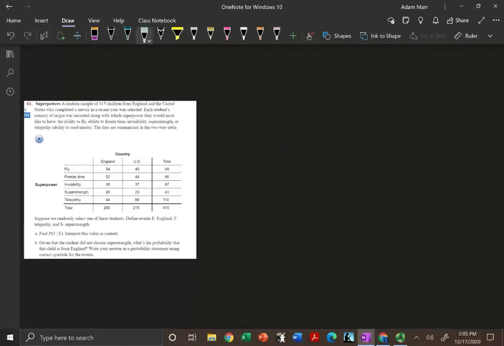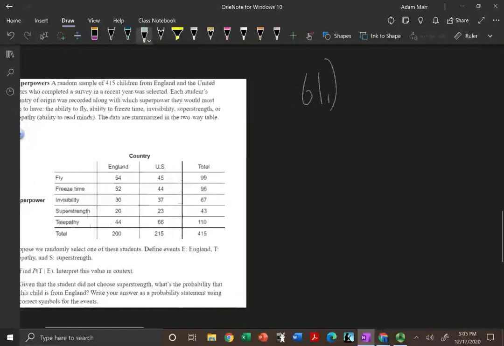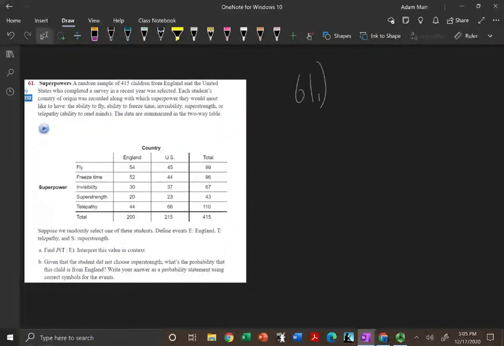All right, and the last one right here is number 61. Let's see here. A random sample of 415 children from England and the U.S. who completed a survey in a recent year was selected. Each student's country of origin was recorded along with the superpower they would most like to have: the ability to fly, ability to freeze time, invisibility, super strength, or telepathy, ability to read minds. The data are summarized in a two-way table. Remember, by the way, anytime you have that play button there, that means you can go to the book videos link that's on Google Classroom, and the publisher actually does their own video if you want to see theirs.